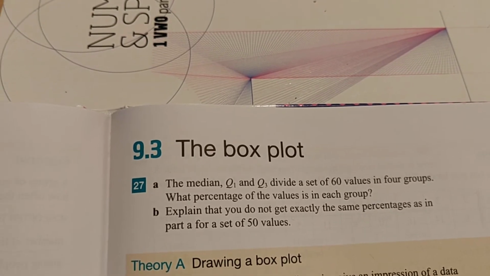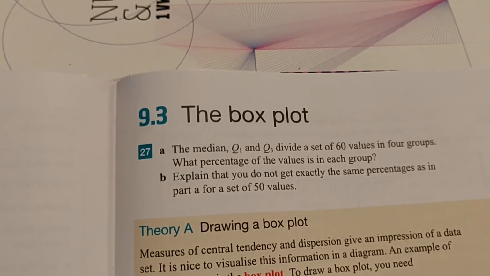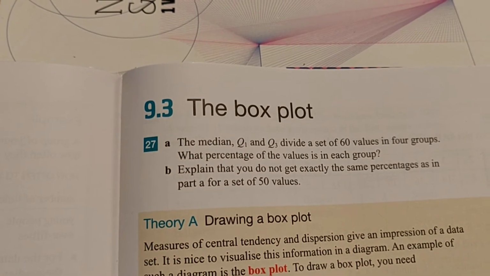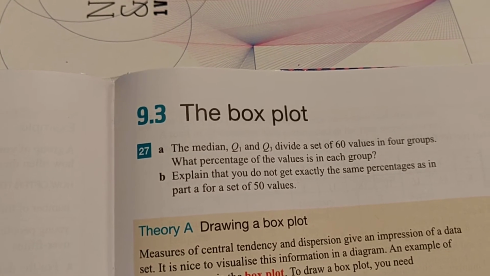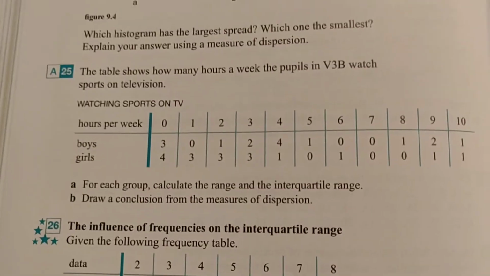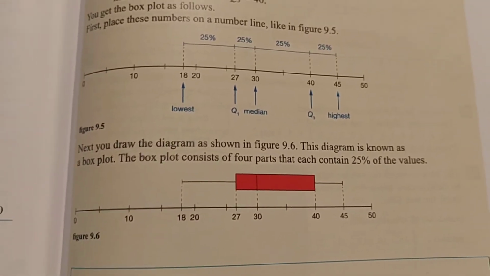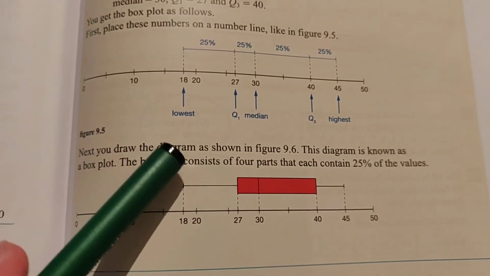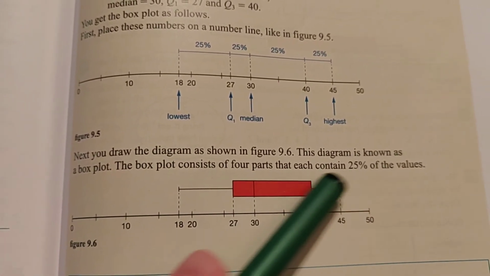Alright, this is a video for 3VT about the box plot. So I'm going to explain what it is. Basically it's a way to represent data, just like a histogram or a frequency table, but a box plot looks like this. It's a line here, and then above it, this is called a box plot.